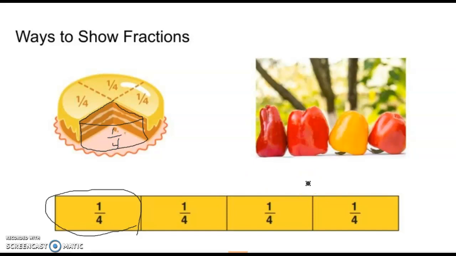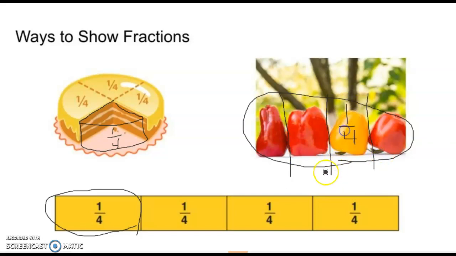We can also think of fractions as parts of a set. So if someone showed you these peppers here and they said, what fraction of these peppers are yellow, you could look at each of the peppers as part of the whole, and you could say that 1/4, or 1 out of the 4 peppers, are yellow. So these are just a few different ways that you can think of fractions or show fractions.